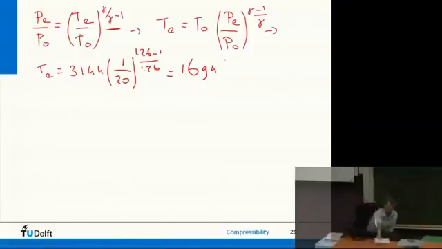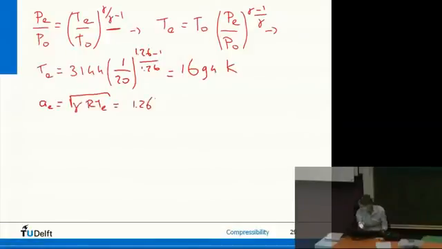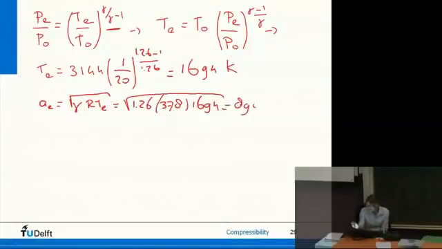Now we can compute the speed of sound. Square root of gamma R TE. Gamma is 1.26. R was given to be 378. And the exit temperature we just computed is 1694, square root. So then we find 889.2 meters per second for the speed of sound.